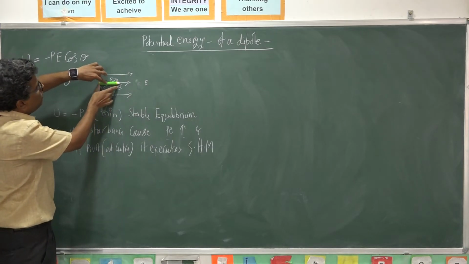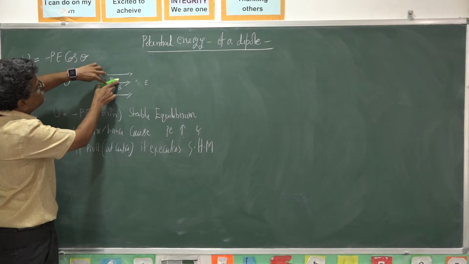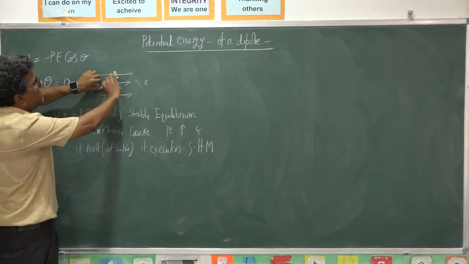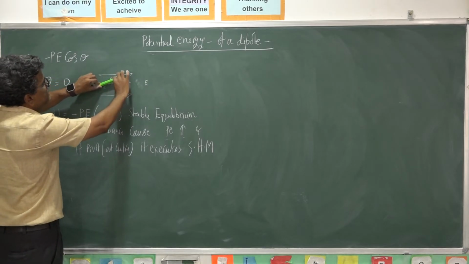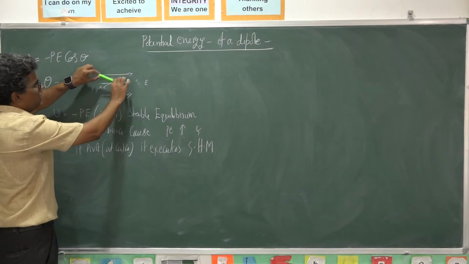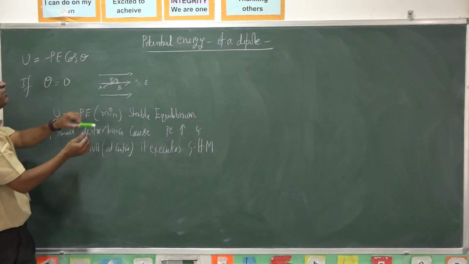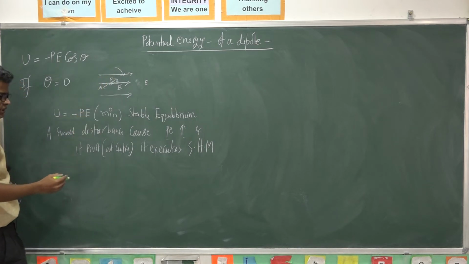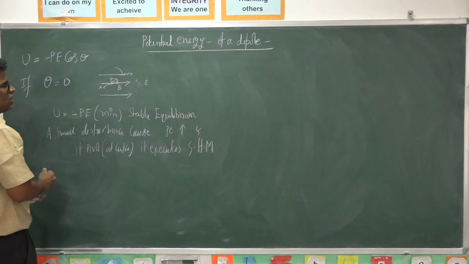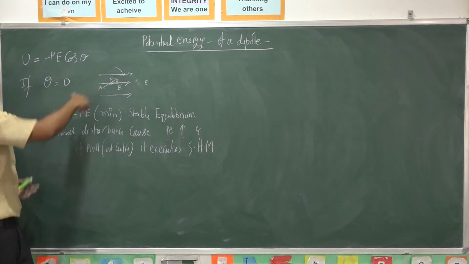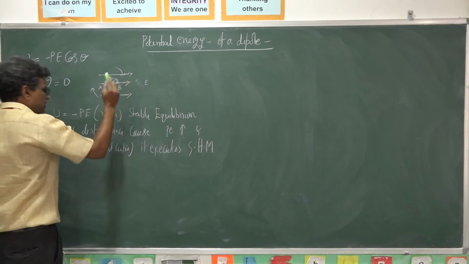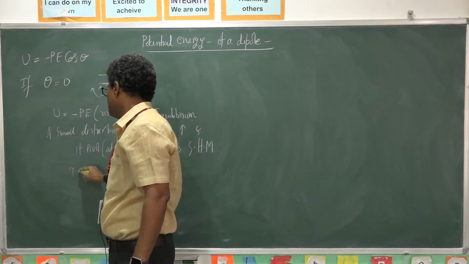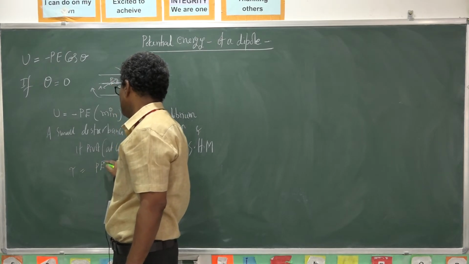You give a small disturbance, which causes it to rotate. Then leave it, and it will execute SHM about the point of pivot. When you rotate it like this, what is the torque acting on it? P bar cross E bar, so torque will act in this direction because of this field. How much torque is that? PE sin theta.